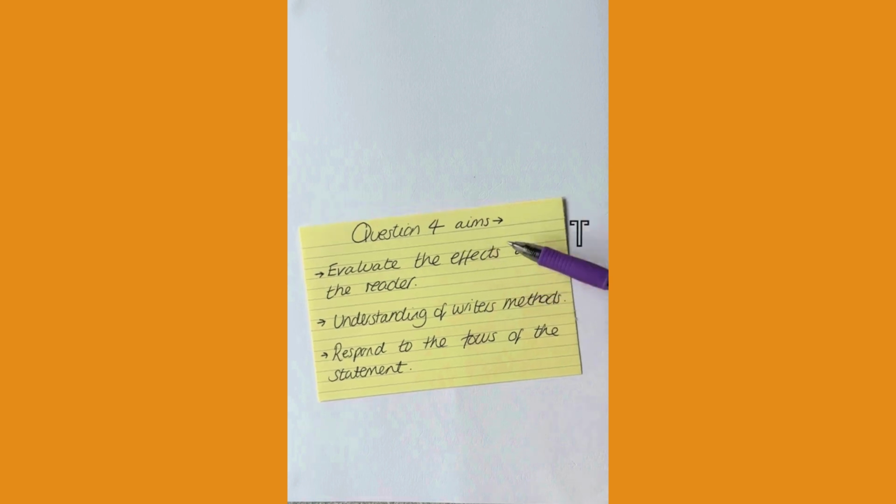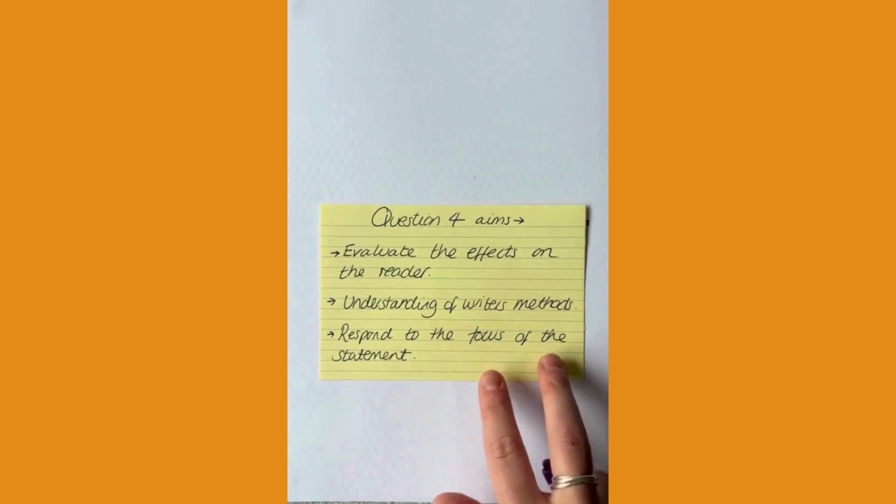We need to show that we can evaluate the effects of whatever the writer has used on the reader. Really importantly, that we remember it's about the effects. We need to also show we have an understanding of writers' methods, so any techniques they may have used and what those effects are. And then finally, we need to make sure that we are responding to the focus of the statement in the question.